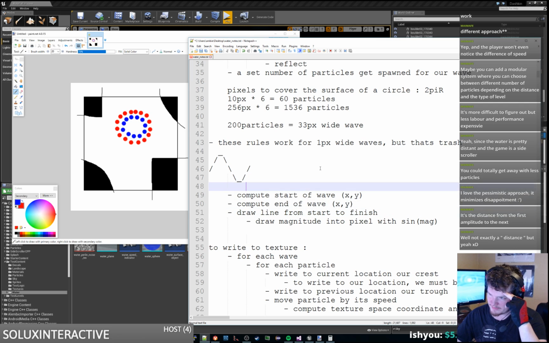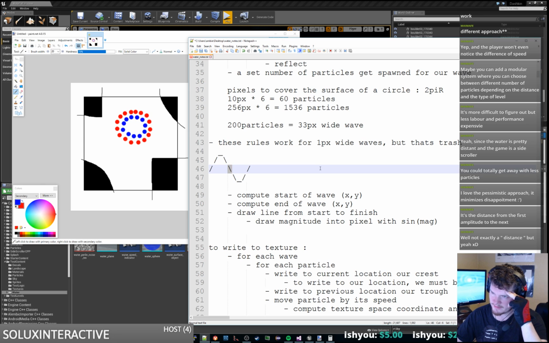So we basically have this particle which is going to create a wave in our system. And if we have enough particles, it'll look correct based on our writing rules.